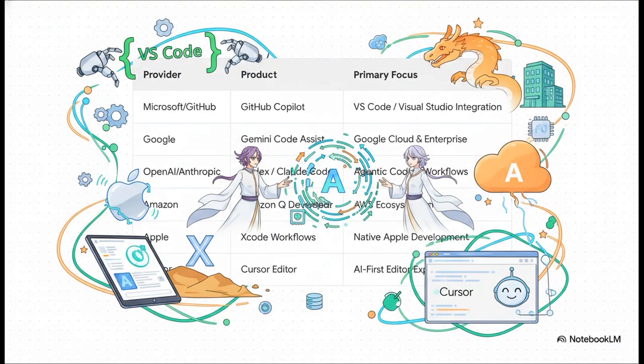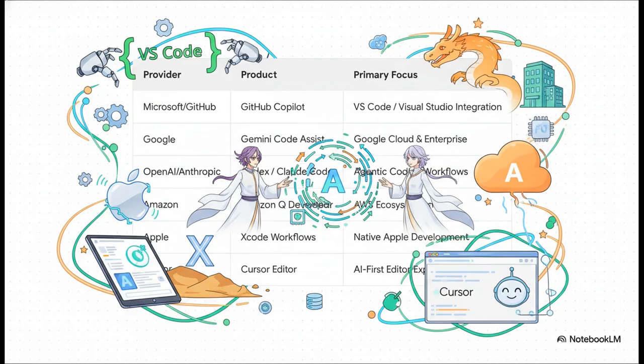You've got the big one, GitHub Copilot from Microsoft, which is just so deeply integrated into VS Code. Then there's Google with Gemini Code Assist, which is really aimed at big companies using Google Cloud. The actual model makers, like OpenAI and Anthropic, are the ones pushing the envelope on these advanced agentic workflows. Of course, Amazon and Apple have their own assistants tightly woven into their ecosystems. And then you've got interesting new players like Cursor, who are building an entire editor from the ground up to be AI first.